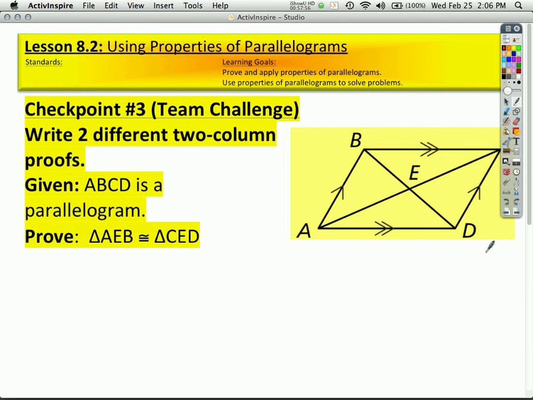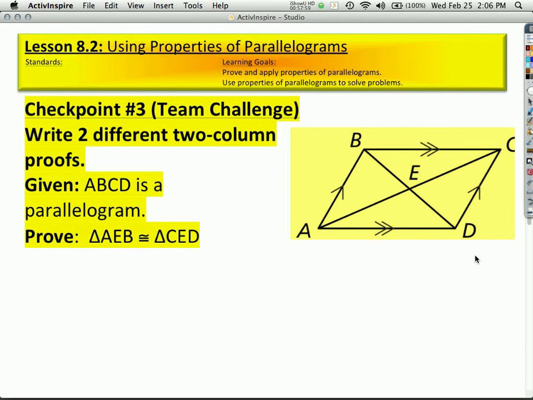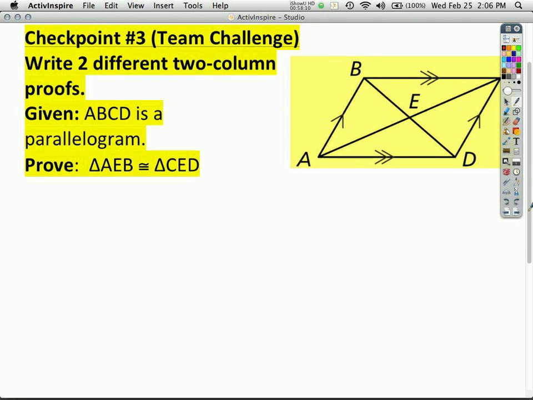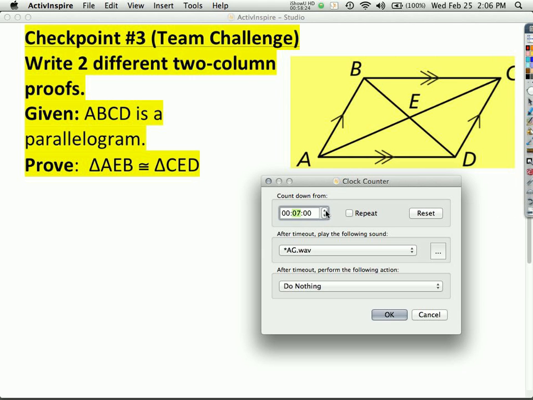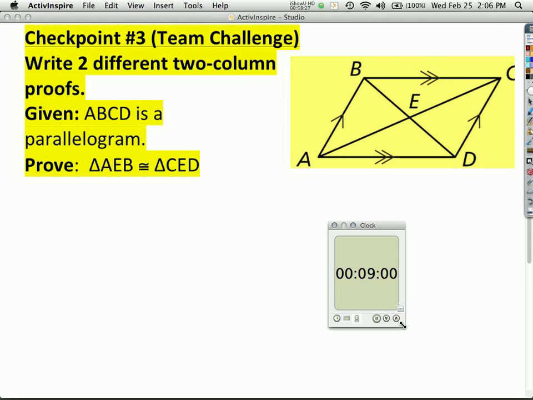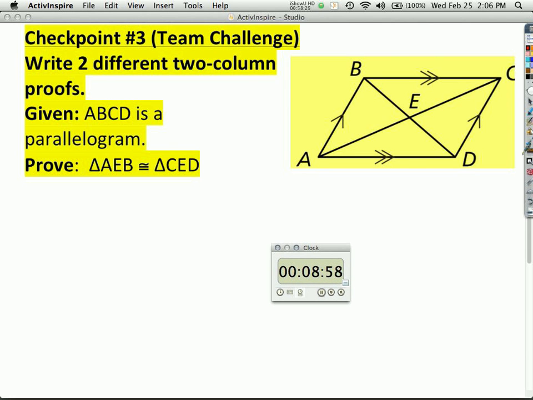Your job is to prove that AEB is congruent to CED. But I want you to prove it 2 different ways. I want 2 different proofs. Use your team to help organize your information. You should have now an entire list of evidence to pick from. Since I'm asking for 2 proofs, we've got a little less than 10 minutes. We'll see how we do with that.